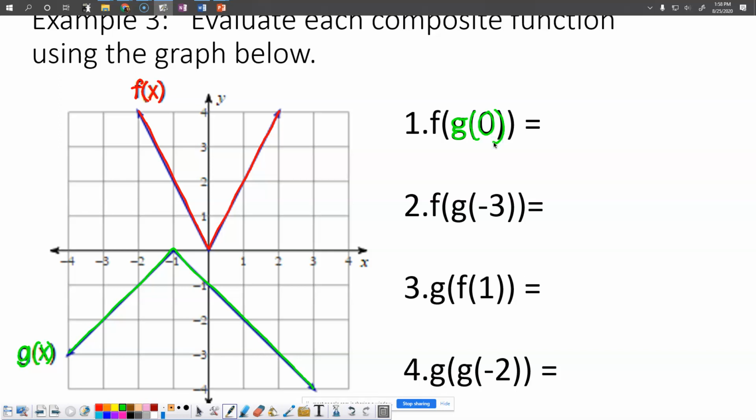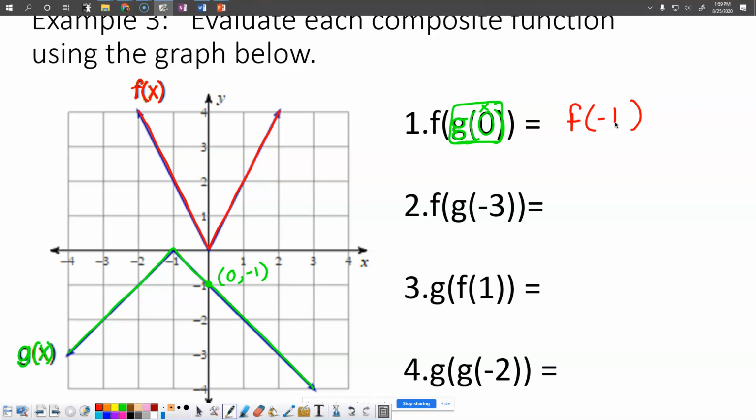Now, what that means is I'm going to look at the g graph, the green graph, and I'm going to find where x equals 0, and I'm going to find what y is. So I'm looking at the green graph, and I'm going to find where there's a point on the green graph where x equals 0, and that would be right here. At that point, x is 0, and y is -1. So g of 0 is the y value. So I'm going to replace g of 0 with the y value, which was -1. So g of 0 is -1.